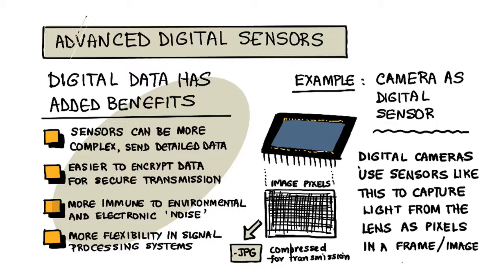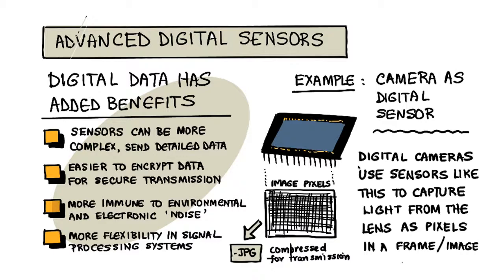You think about a camera, this device has got to capture light, convert the light data into pixel data, maybe compress that into a JPEG to shrink it down, and then send that data really quickly to an IoT device. That's got to be a stream of digital data running really quickly. That can't be analog data. So you need to have digital sensors under the hood.